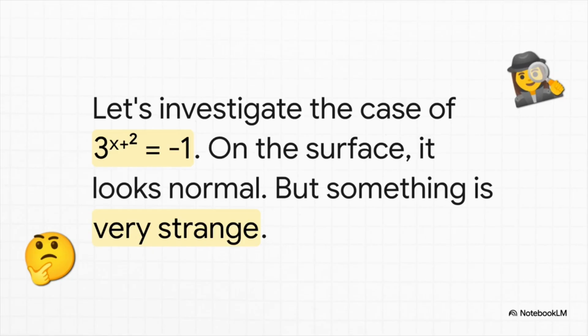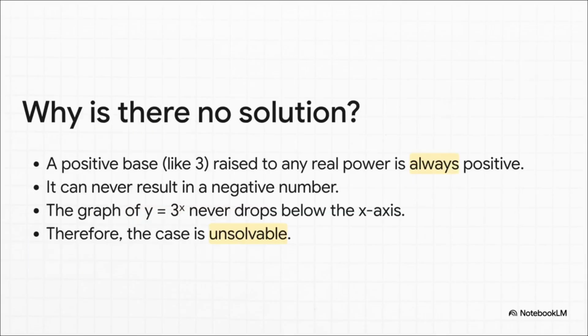3 raised to the power of x plus 2 equals -1. Now, on the surface, it looks pretty normal, right? Just another exponential equation. But there is something very, very strange about it. So why does this case just go cold? It all comes down to a fundamental truth.